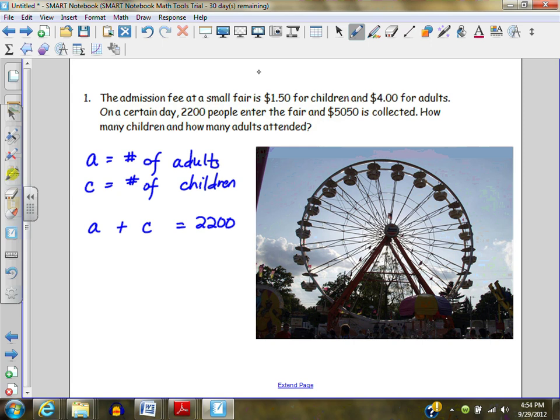And at this fair on that day, the adults were charged $4 each. The children, $1.50 each. And the total proceeds for that day were $5,050. So I'm going to take this and multiply it by 4 in order to solve. And I know that children everywhere are screaming, no, -4. But I'll make my point. But look what happens. If I multiply it by 4, 4a plus 4c is equal to 8,800.